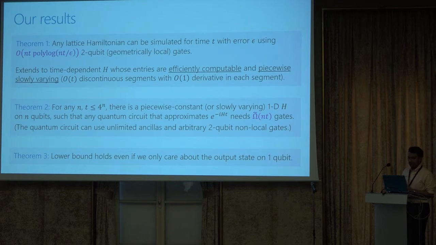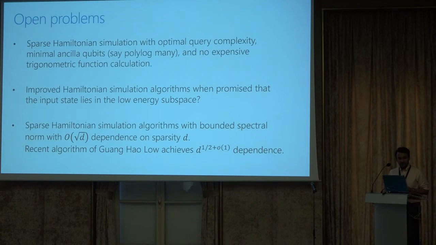I'll conclude by saying this was the result I presented. We have this new algorithm that uses roughly n times t times a log factor number of gates. That's optimal. We have a matching lower bound. The lower bound even holds if we only care about the output state on 1 qubit. We leave open some interesting open problems about sparse Hamiltonian simulation in general. Can you have a best of all worlds kind of Hamiltonian simulation algorithm in the query model, which I didn't actually introduce, so I'll just leave it up there for experts.